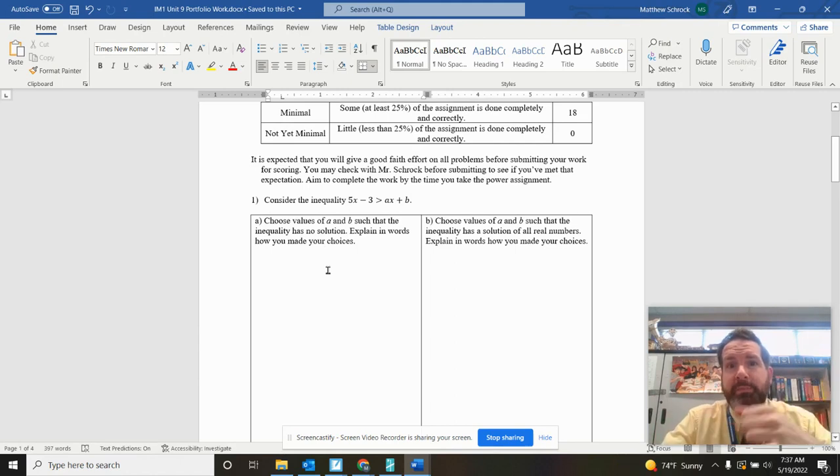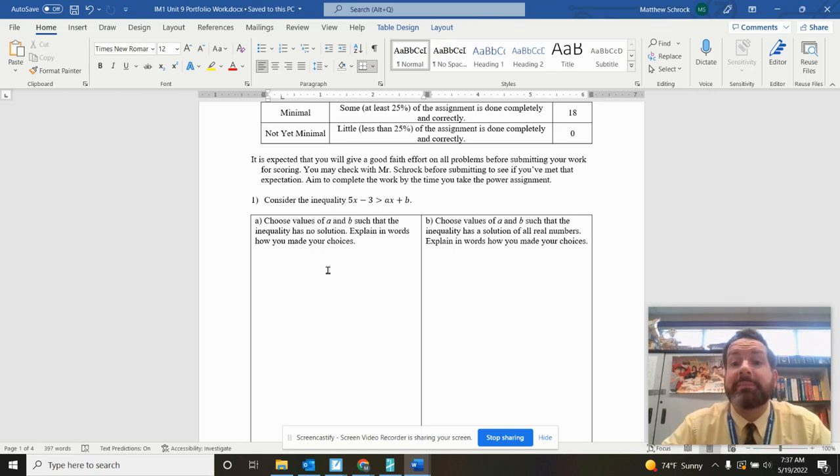So A equals this number, B equals this number, such that the inequality has no solutions. And you need to include a written explanation of why those numbers lead to there being no solution. So I'm going to make sure you pick numbers that work and that you explain your thoughts well.